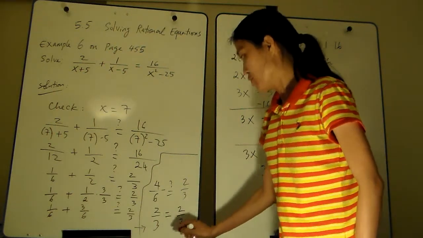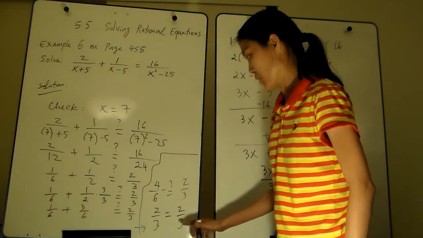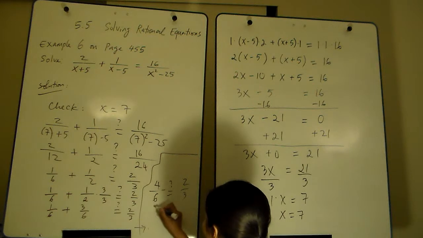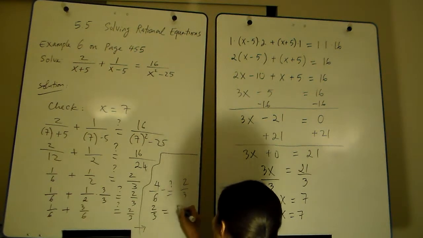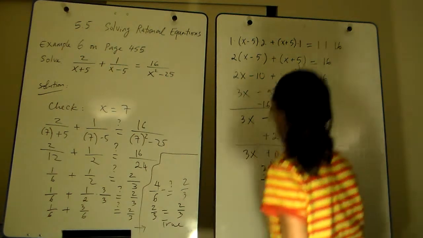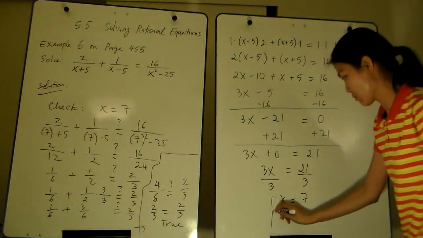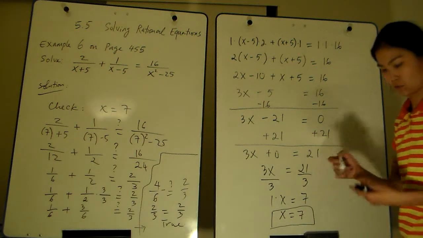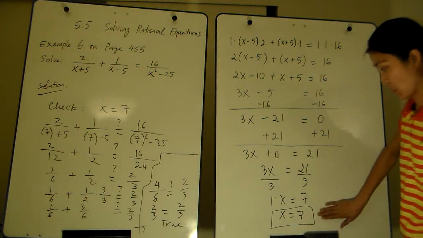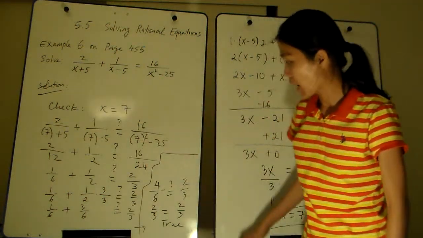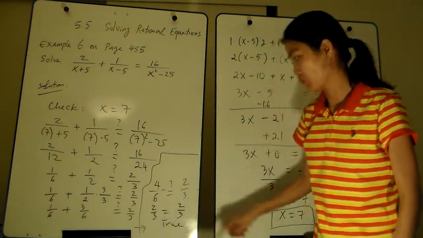So that means we have a true statement. This is actually still true. 2 over 3 equal to 2 over 3, which is true. It's a true statement. Thus, x equals 7 is the solution. This is actually the correct solution, because after we substitute x equals 7 into this equation, it turns out the left hand side equals the right hand side.